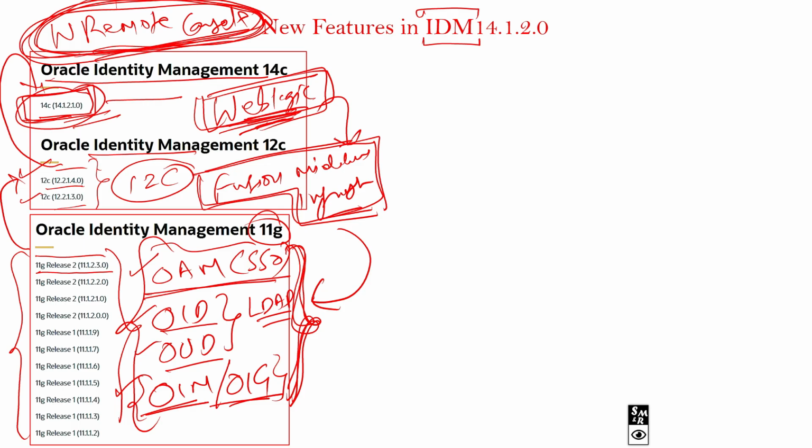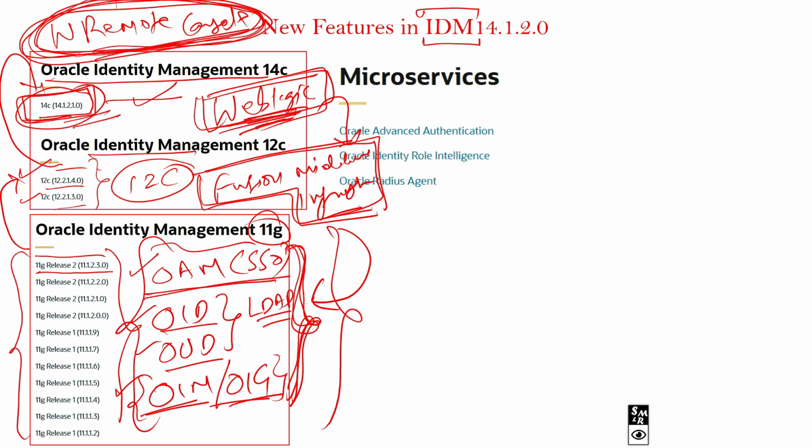So due to that enhancement in the underlying application server, we have some new features that have been introduced in your identity management stack as well. I'm going to cover what all the features are that have been introduced in the new versions. Now, apart from that, there are also microservices introduced by Oracle some time back.